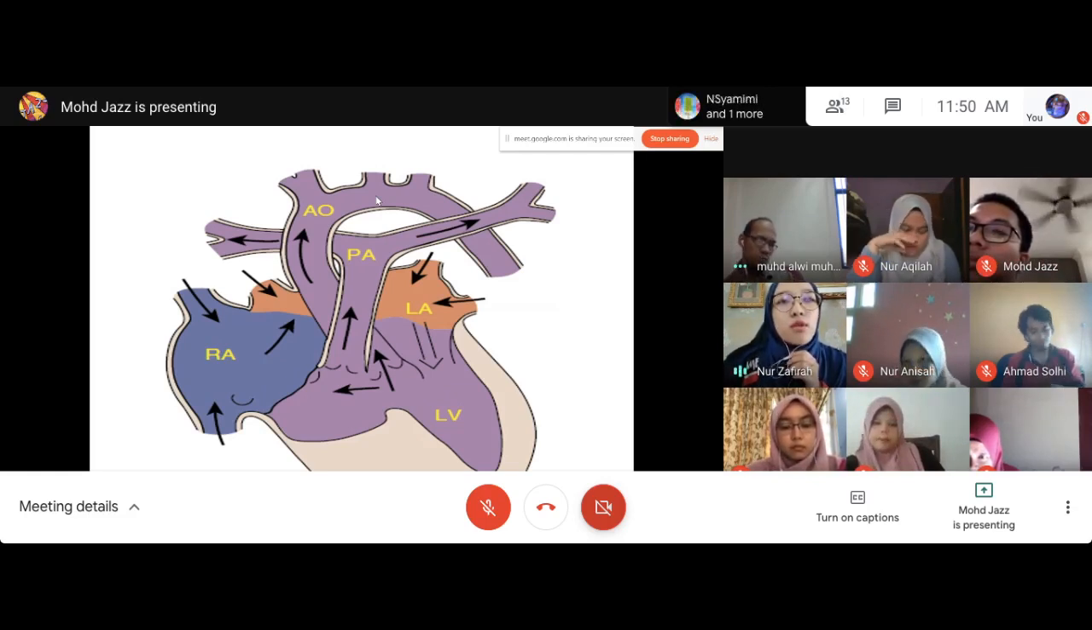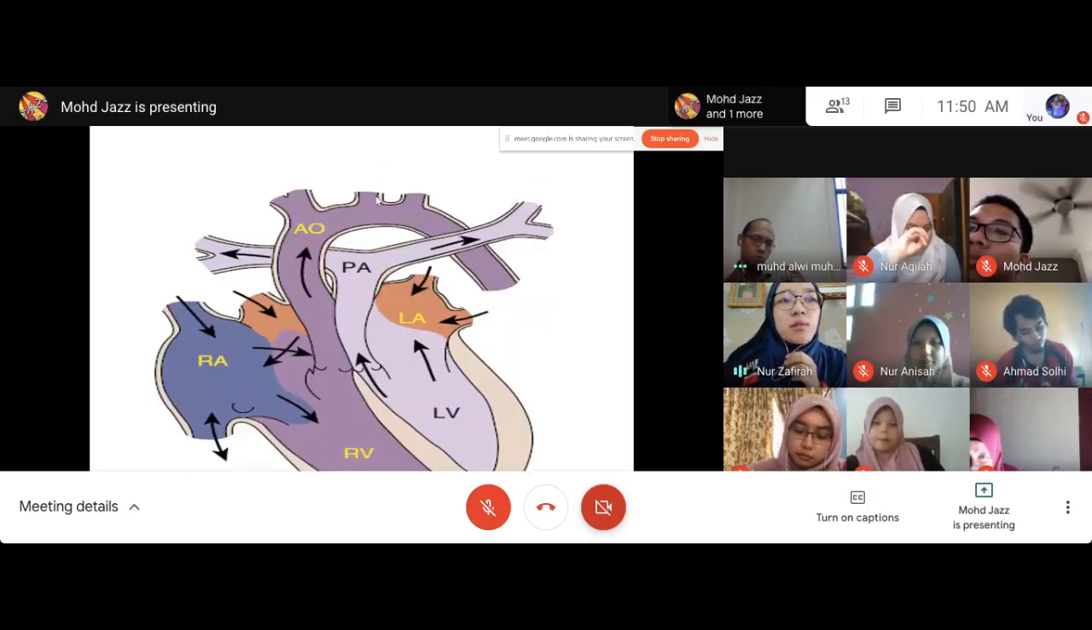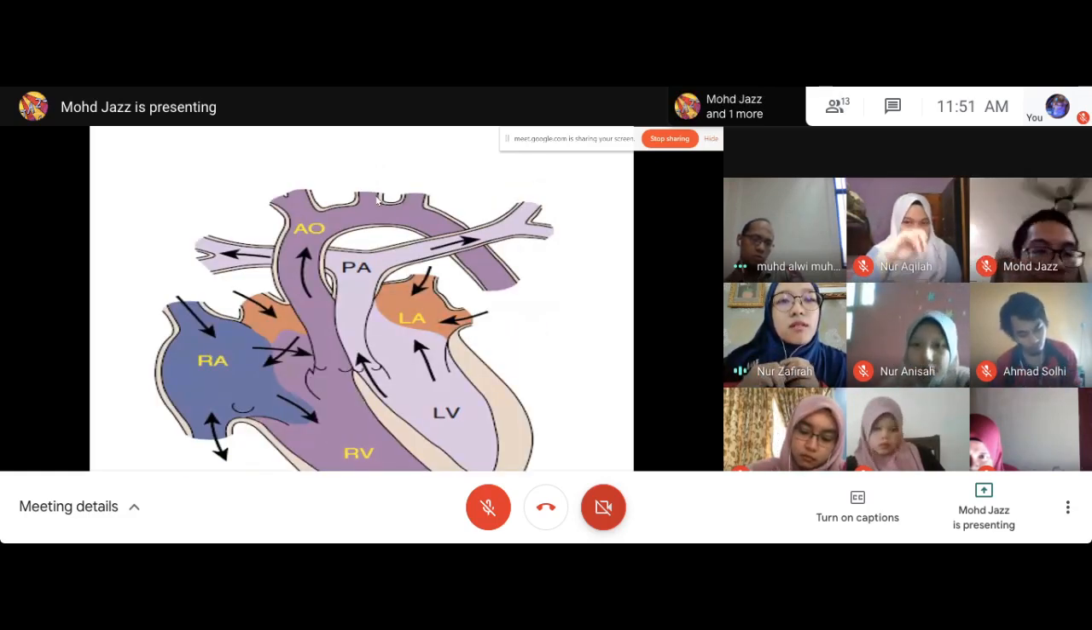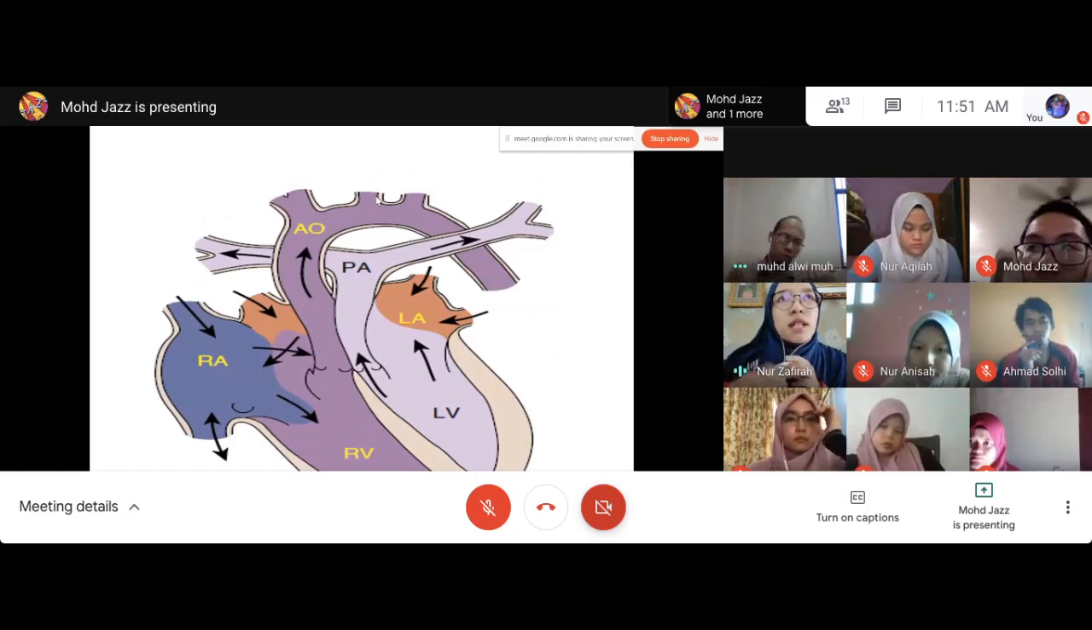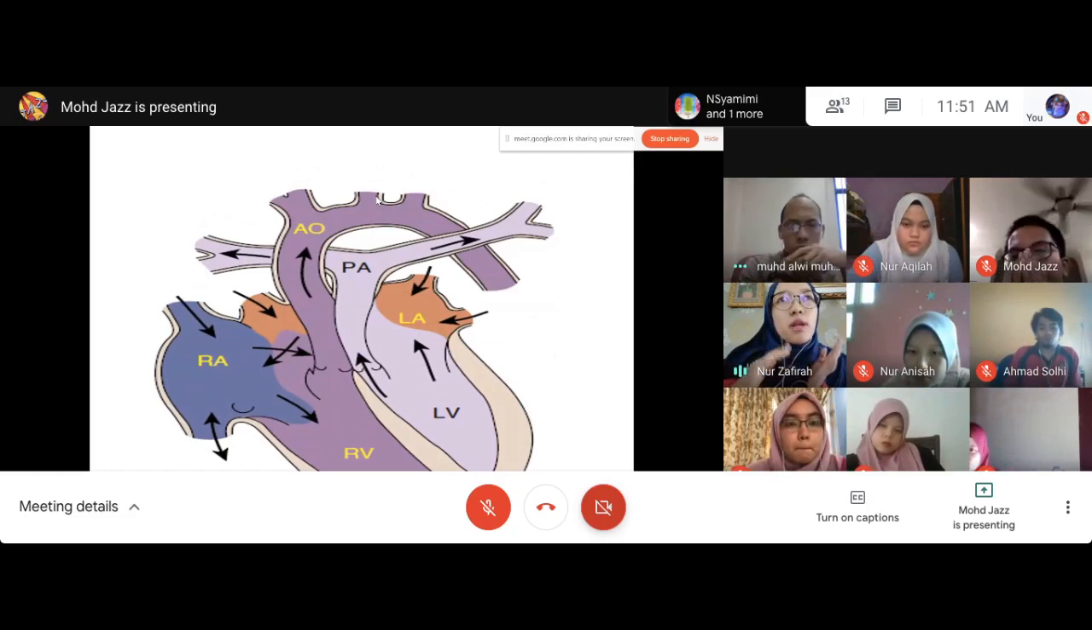So next is TGA, or transposition of the great arteries. However, transposition of the arteries can be either decreased pulmonary blood flow or increased pulmonary blood flow.